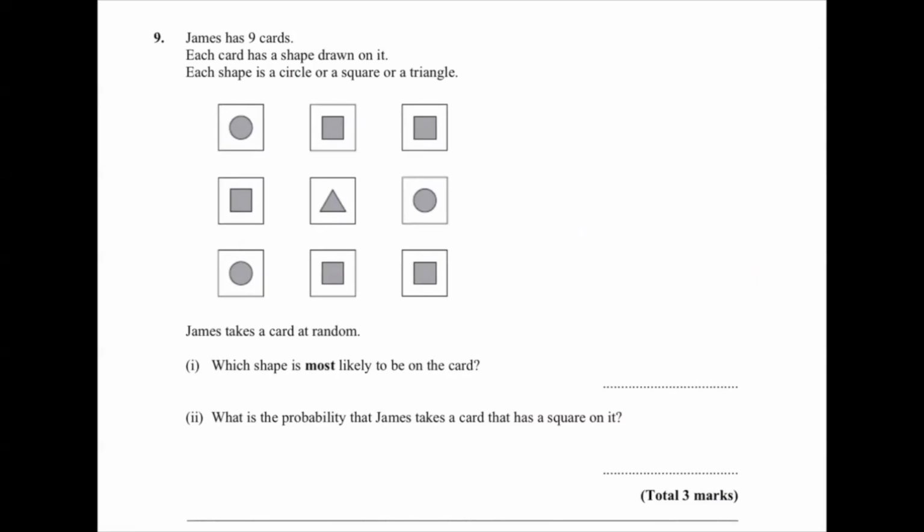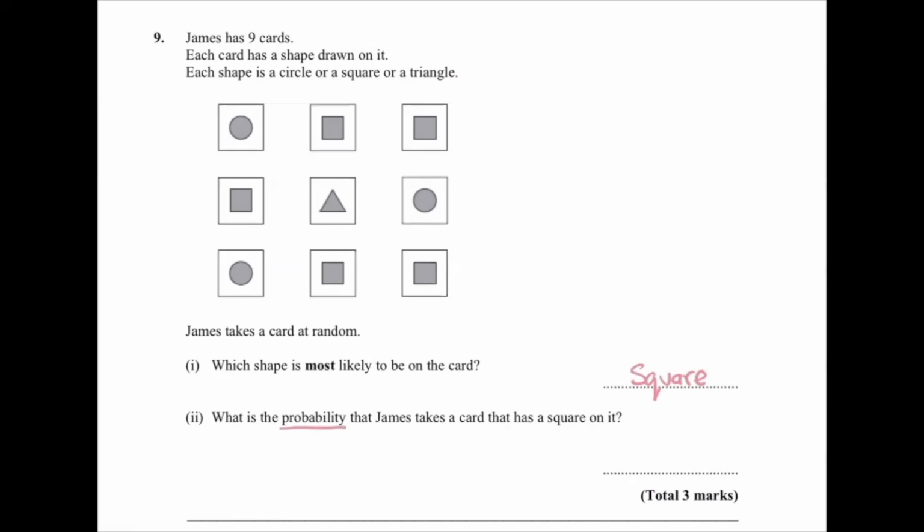Okay, so James has 9 cards. They've all got a shape on each one of them. He's going to take a random card, and we've got to find out which shape is most likely. So the most likely card is the one that has got the most common shape on it, which is our square.